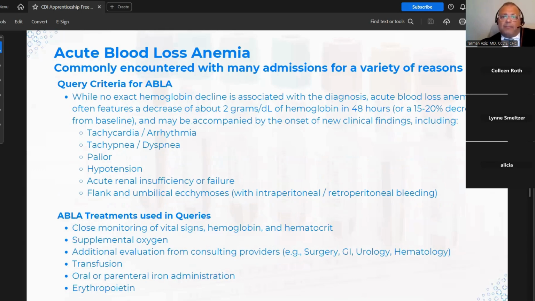You may be sure to know that even with that 15 to 20% drop in hemoglobin, we are not meant to ask providers about acute blood loss anemia unless there's evidence as such. So do they truly have some of the signs and symptoms that we see listed in these open circle bullets? The tachycardia, tachypnea, pallor, hypotension, any AKI as a result of insufficient blood circulation. And with intraperitoneal or retroperitoneal bleeding, you might see ecchymoses or bruise-type lesions around the flanks and the umbilical region.